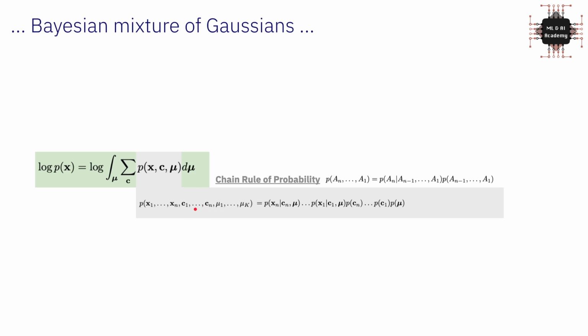Now, once you condition cn on c1 up to cn minus 1 and mu1 up to mu k, you realize that because of the assumptions we made above, cn does not condition on anything, so it's just p of cn, and similarly for mu, it's just p of mu. So in fact, we can rewrite this joint as nothing but p of mu times the product from i equals 1 to n of p of ci times p of xi given ci and mu.